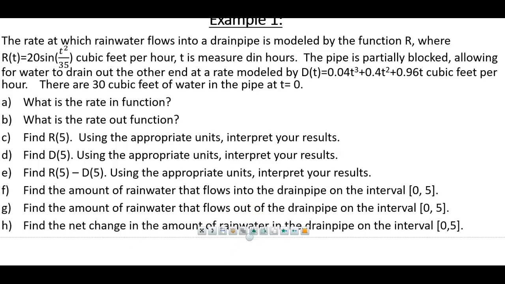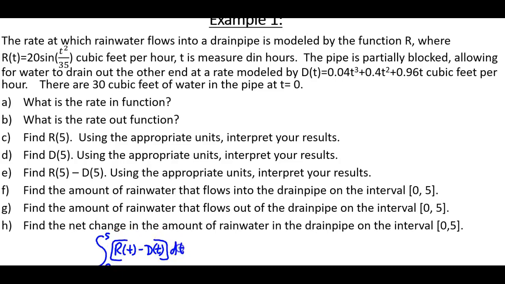Find the net change in the amount of water that went into the drain pipe. Now I'm going to do this problem in two different ways. One way is the formula method I shared with you. The formula method I shared with you is to find your net change. You're going to integrate the rate in minus the rate out, which in this case is D.